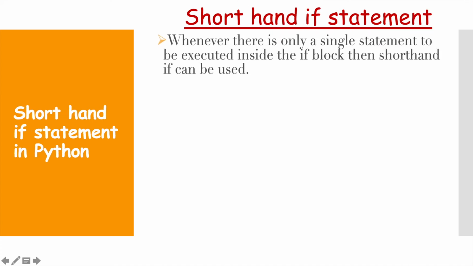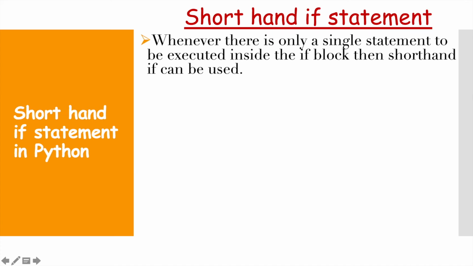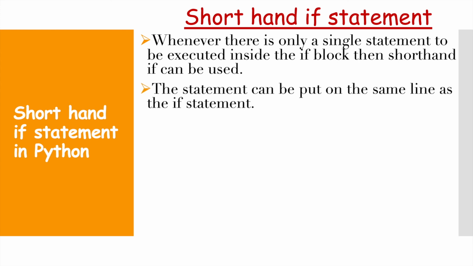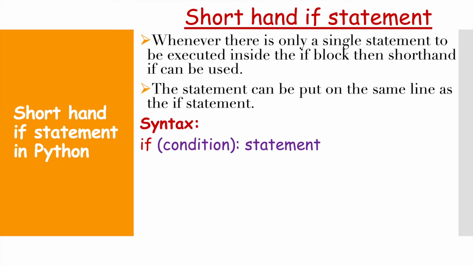Now we have a shorthand if statement in Python. Whenever there is only a single statement to be executed inside the if block, then shorthand if can be used. So the statement can be put on the same line as the if statement. So here is the syntax. If condition and colon, then the statement. If your condition is true and there is only one statement to get executed, you are putting the condition and the statement together in the same line.